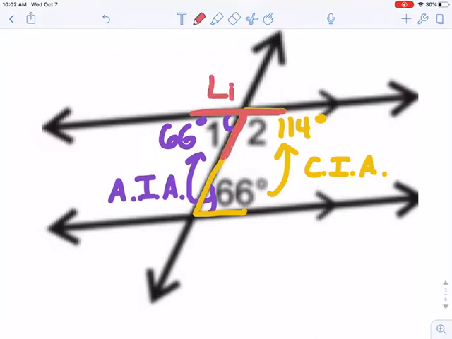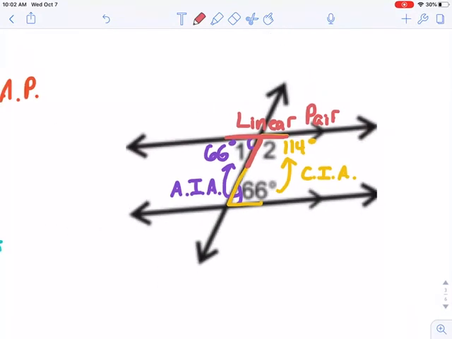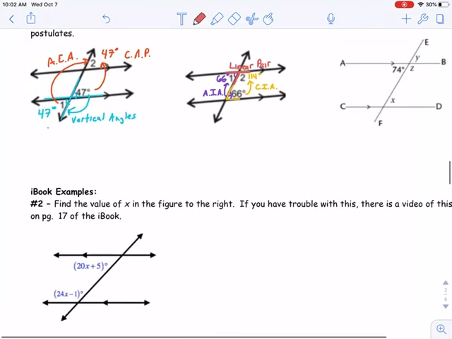Or what I could have even done, which some of you probably thought, is that, well, we have a linear pair right here. A good old linear pair. Angle 1 and angle 2 form a linear pair. So that's another way I know that they're supplementary. All right, remember, either congruent or supplementary. That's the only options. Okay?